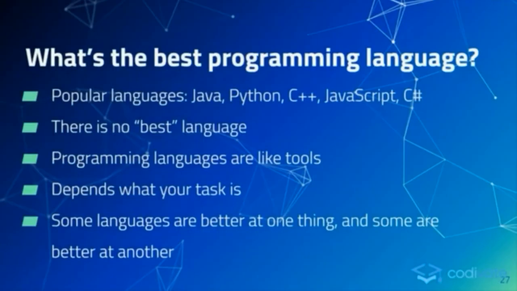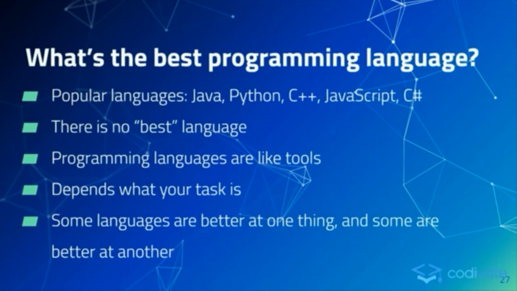What are the best programming languages? There are tons of programming languages out there, including Java, Python, C++, JavaScript, C Sharp, and many more. Don't worry if you've never heard of any of these, but you might be wondering, what is the best programming language? Well, there really is no best programming language, although many people tend to argue over it.